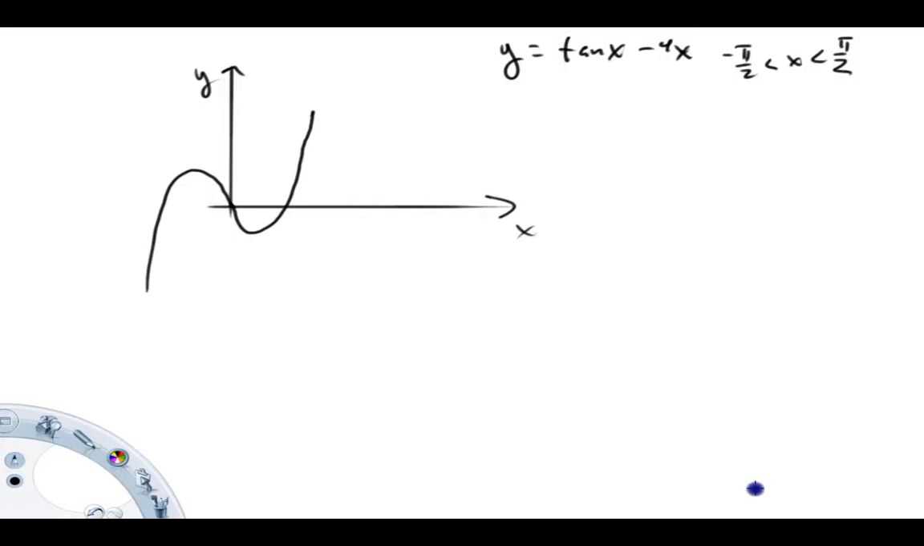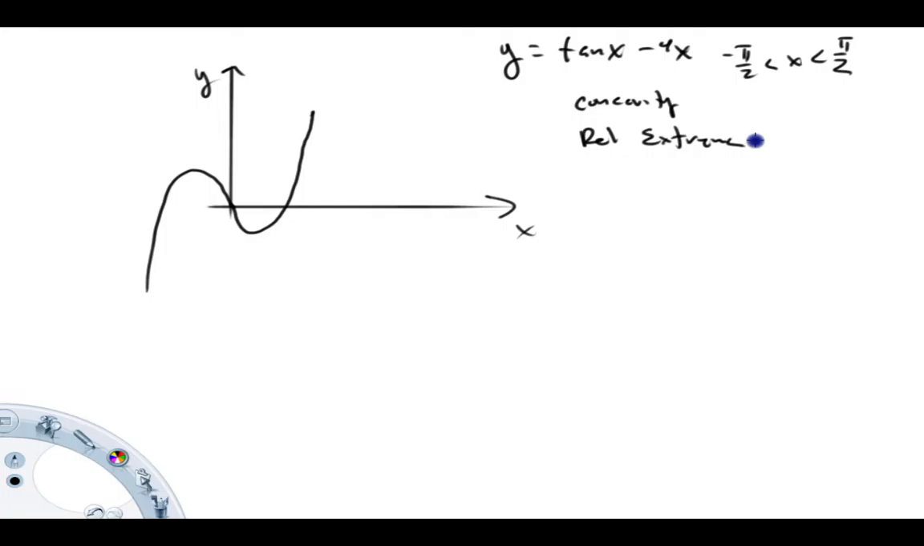The purpose of this video is to demonstrate how to use first and second derivatives to tell intervals of concavity and to look for relative extreme values or relative extremas. So we're going to look at the function y equals tan x minus 4x on the interval minus pi over 2 to plus pi over 2.